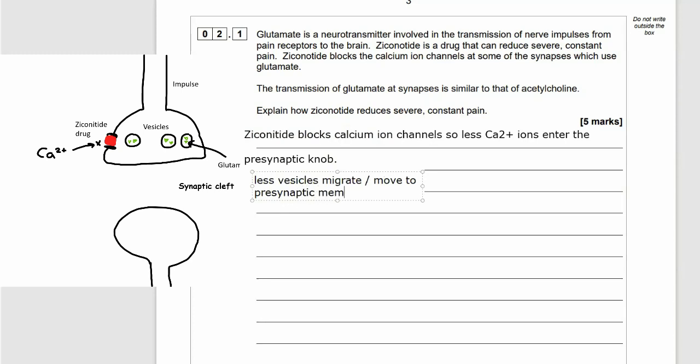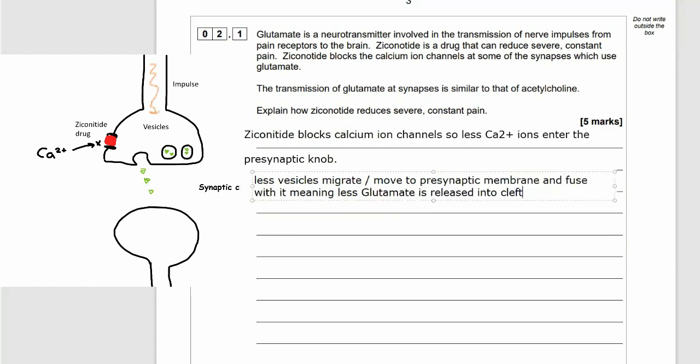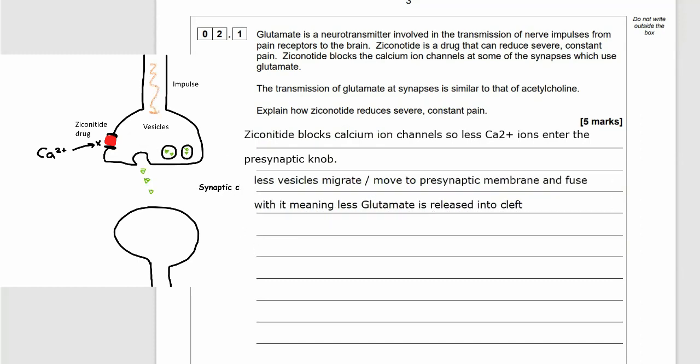If fewer calcium ions enter the presynaptic knob, we're going to get fewer vesicles migrating to the presynaptic membrane and fusing with it. What does that mean? That also means that less glutamate is released by exocytosis into the synaptic cleft. And now there's less glutamate in the synaptic cleft.